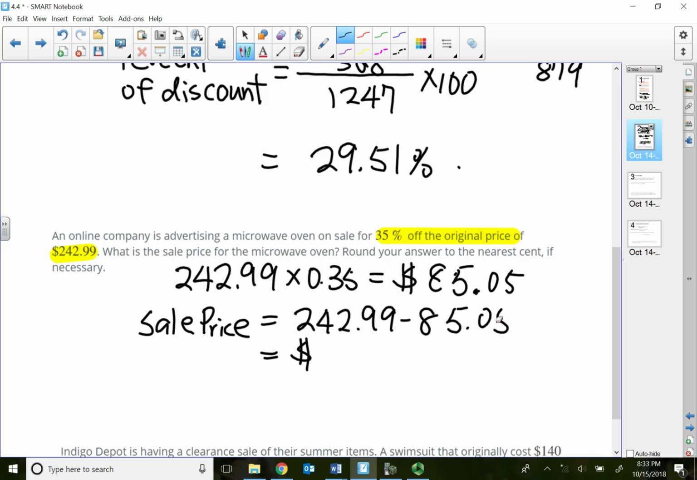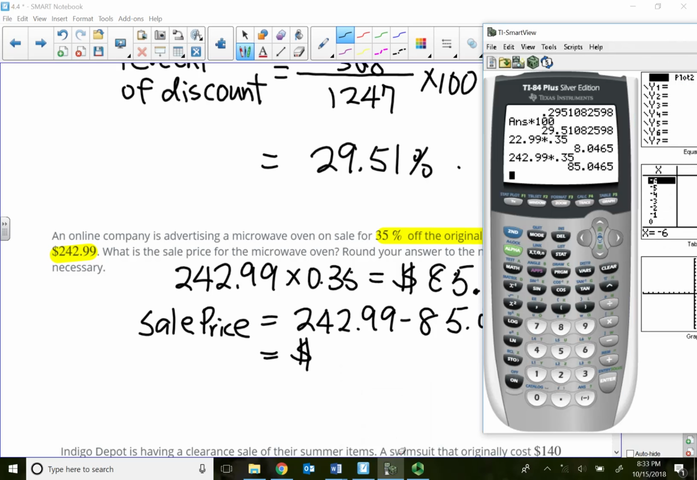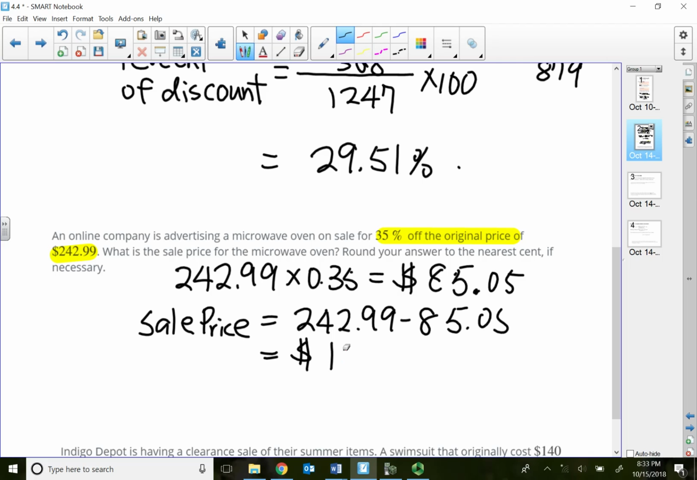All right, let's subtract. 242.99 minus $85.05. So now my sale price is $157.94. Okay. All right. And now this is a very good way to do it.